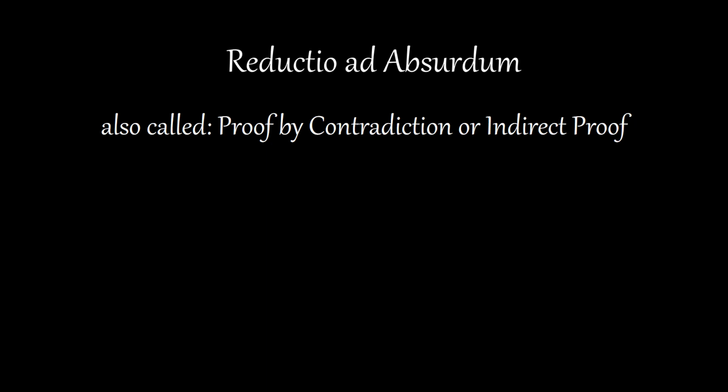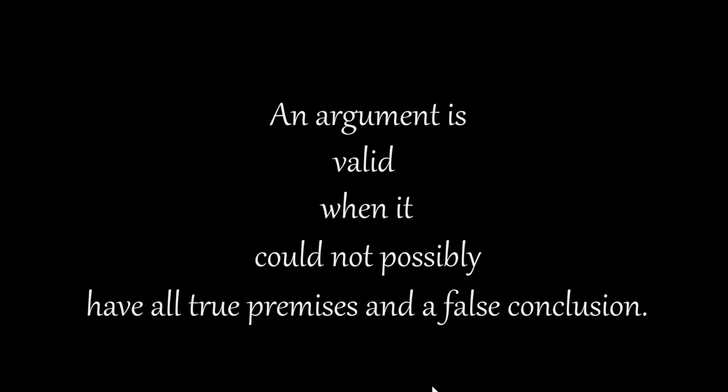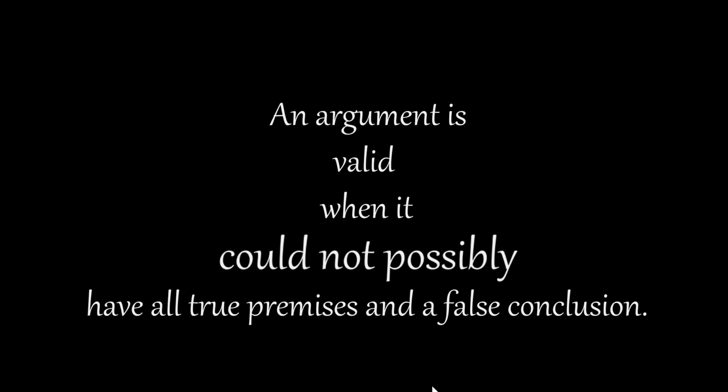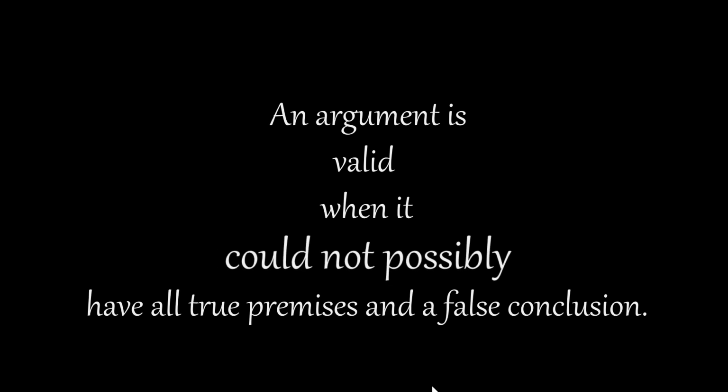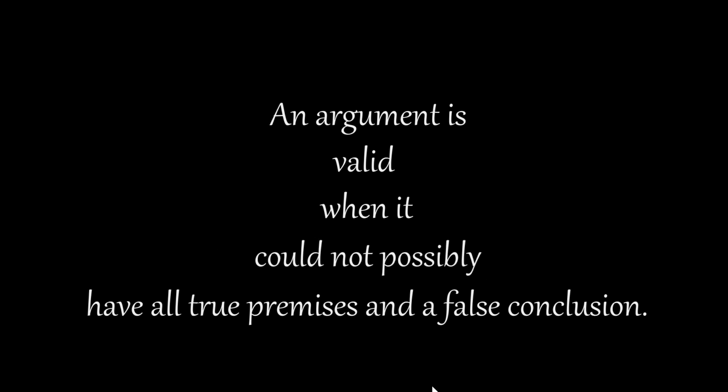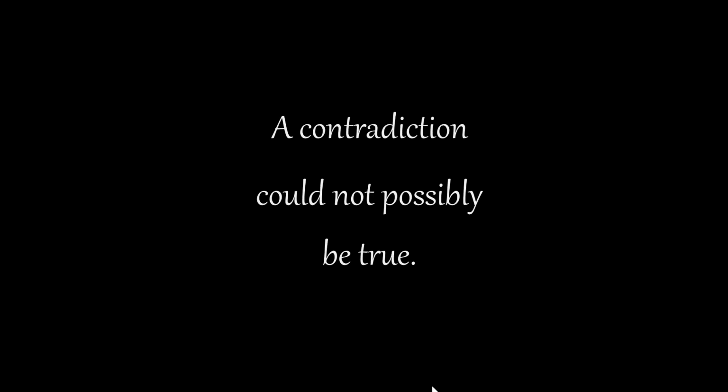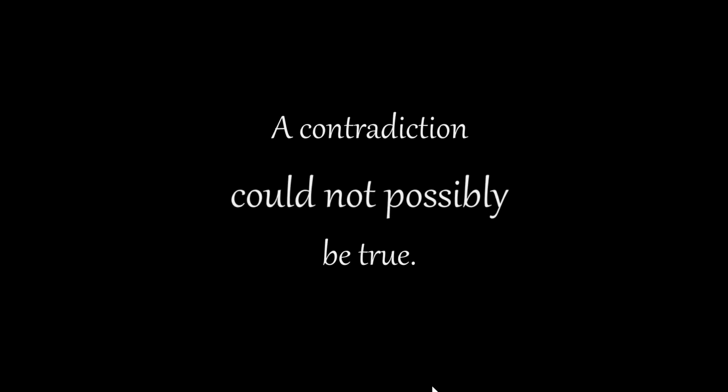This is a presentation on Reductio ad absurdum, an argument form that's sometimes called proof by contradiction or indirect proof. To understand Reductio ad absurdum, we have to first remember the definition of validity. An argument is valid when it could not possibly have all true premises and a false conclusion. True premises and a false conclusion are impossible in a valid argument. Remember that a contradiction could not possibly be true.